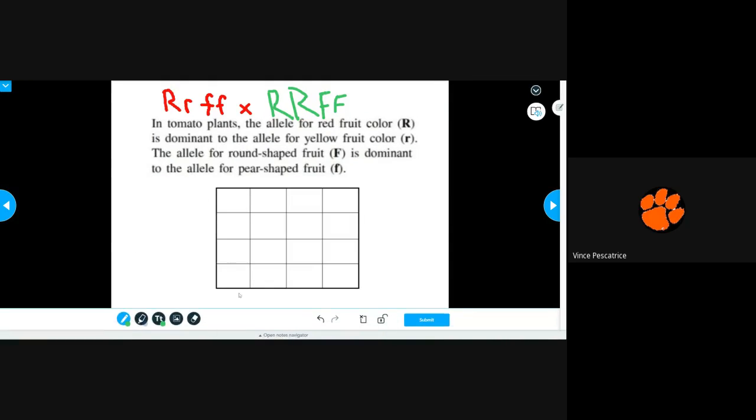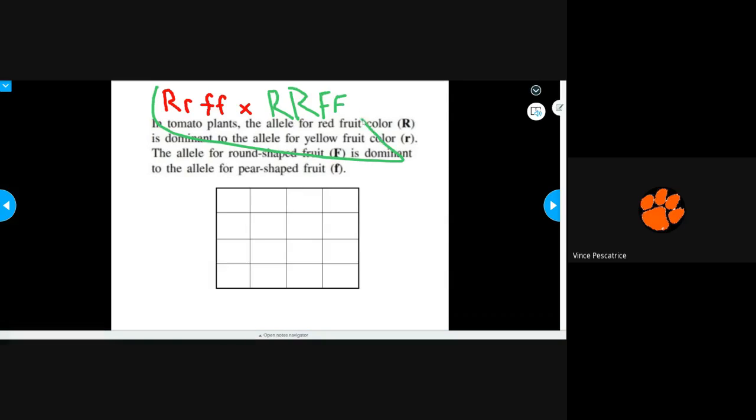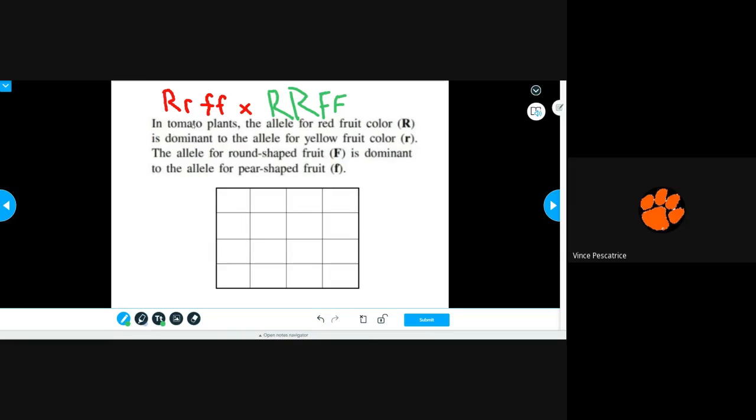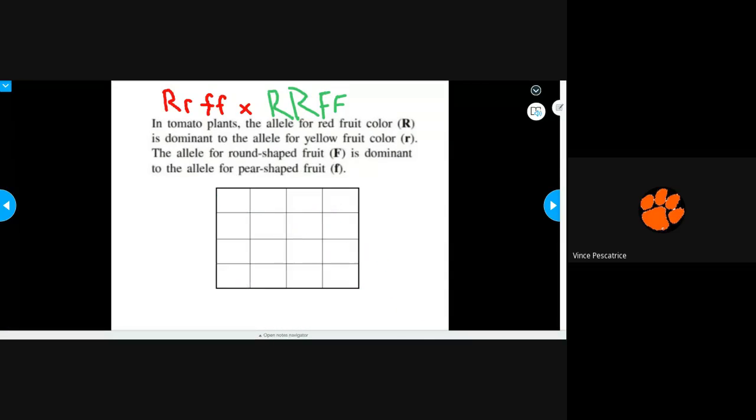All right, and that'll give you your answer right here. So select that, and you're done. Again, you don't need to actually go through and do the cross.